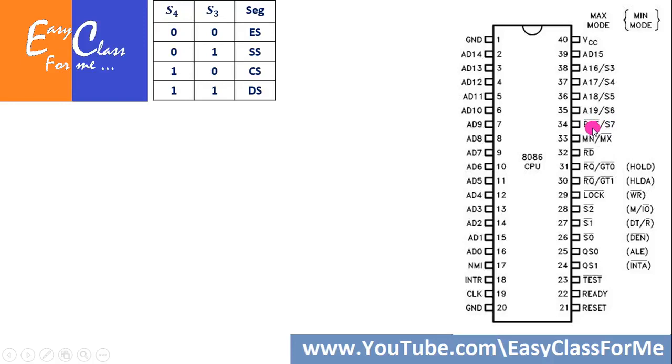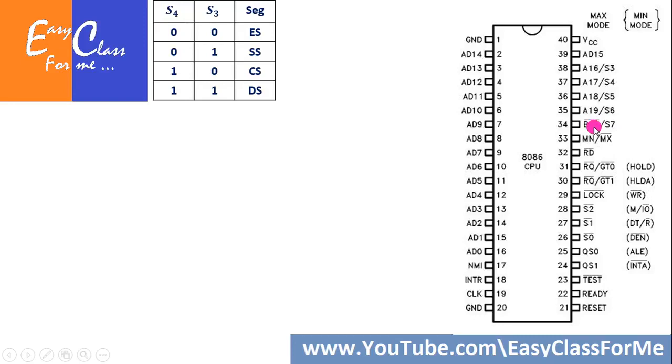And this BHE bar is a very important pin, and it is used for bus high enable. Bus means data bus. Since we have a 16-bit data bus, it can be divided into two parts: the lower order bus, which starts from 0 to 7, and the higher order bus pins, which start from 8 to 15, a total of 16-bit data bus. So to enable or disable the high portion, this bus high enable pin is used. And as you can see, a bar is kept over this.